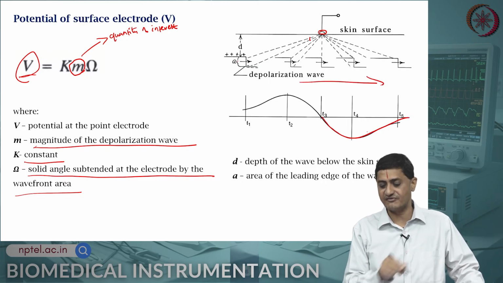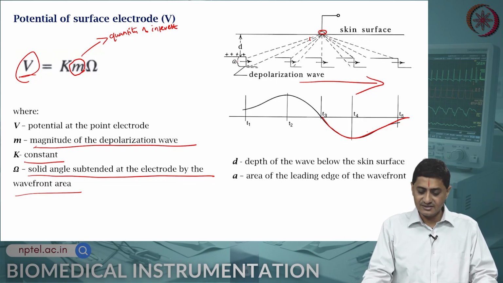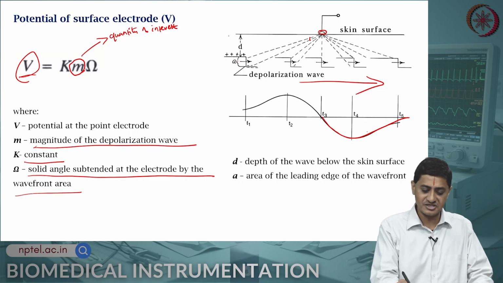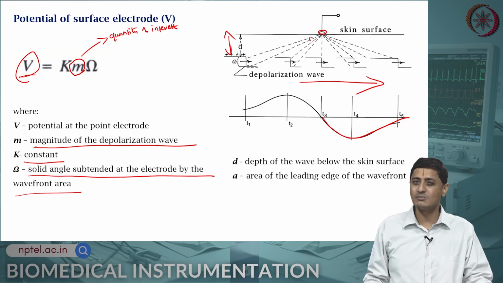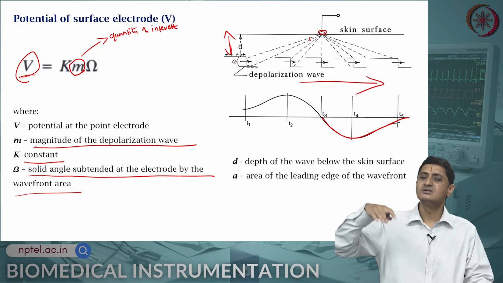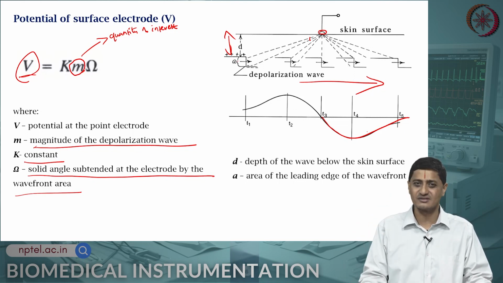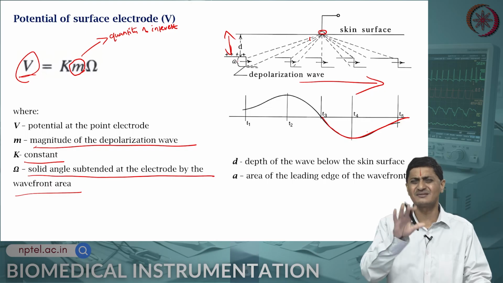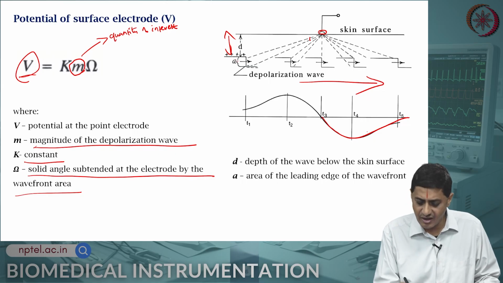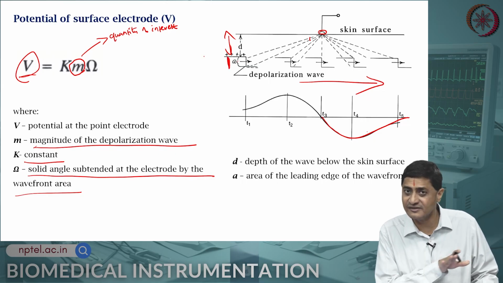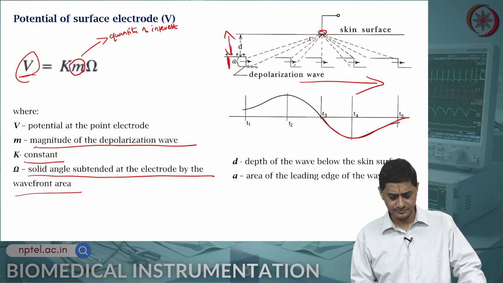Suppose this is the direction of the contraction or depolarization wave. In relation to that, there is also a depth of the wave below the skin surface. Remember that there is subcutaneous fat and many other layers in between, all of which we do not have a model for. In the electrode theory also we did not model this. We said there is resistance and capacitance. And then there is the area of the depolarization wavefront.